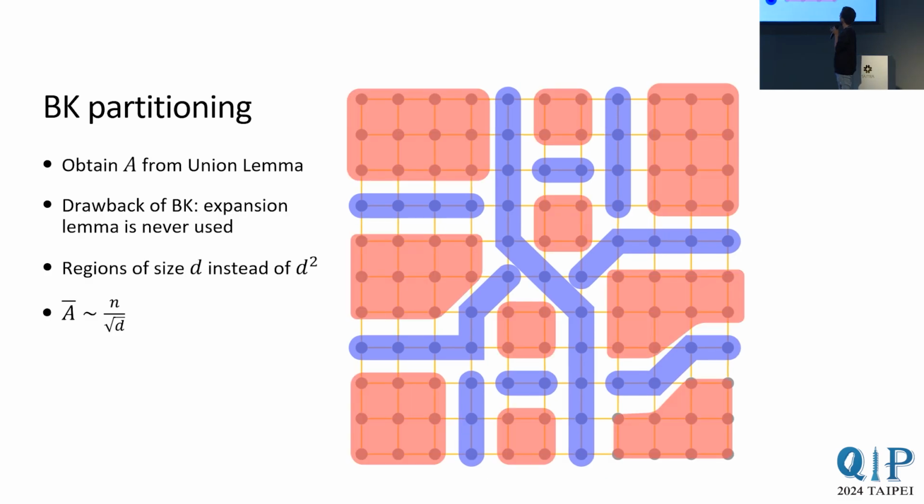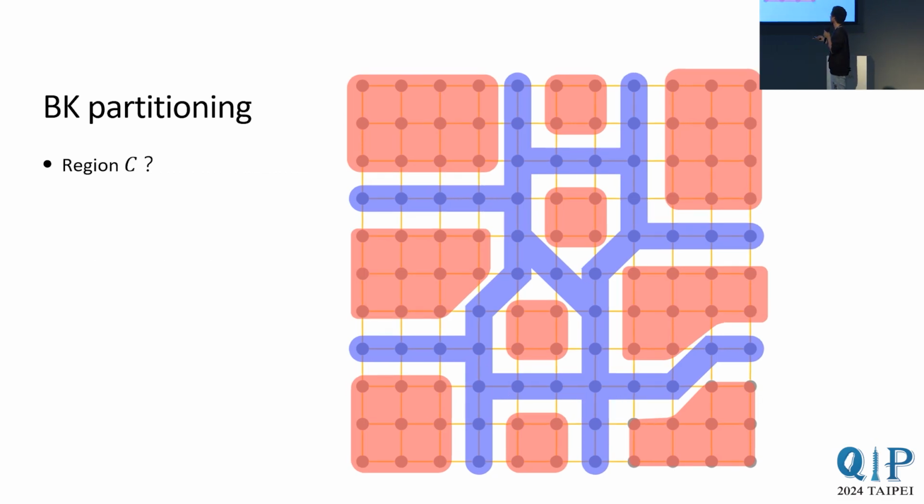And so we end up with a massive A region. Now, the problem with this technique is that we never use the expansion lemma, which is bad because we end up with a suboptimal partitioning. Like in the previous case, we had the complement of A scaling as n over D. In this case, we have the complement of A scaling as n over square root of D.